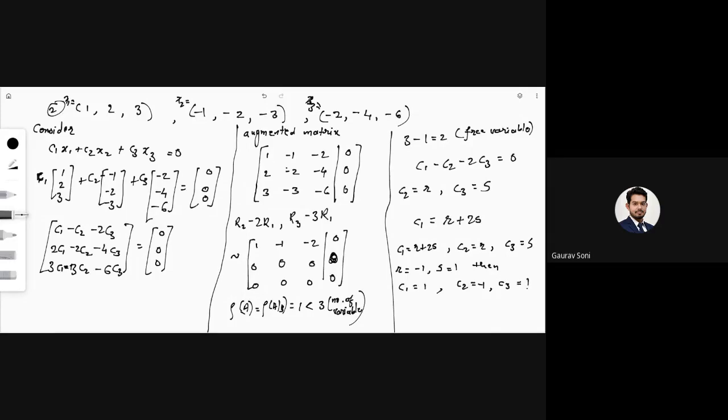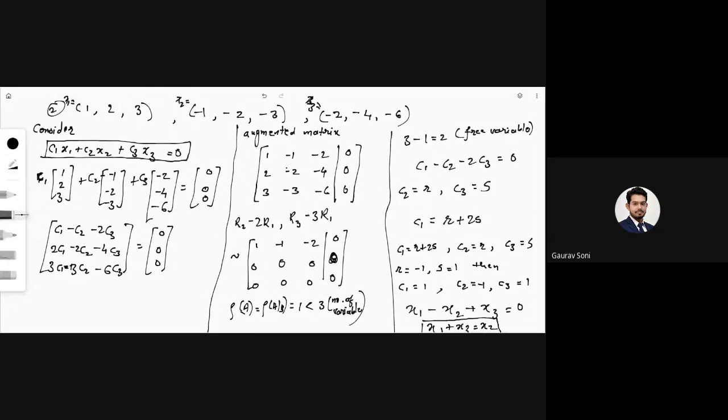Right? And if I put these values in this expression, we started with this. So let's put these values there. So what we have is x1 minus x2 plus x3 is equal to 0, which means that x1 plus x3 is equal to x2. So this is the relation between the three vectors.